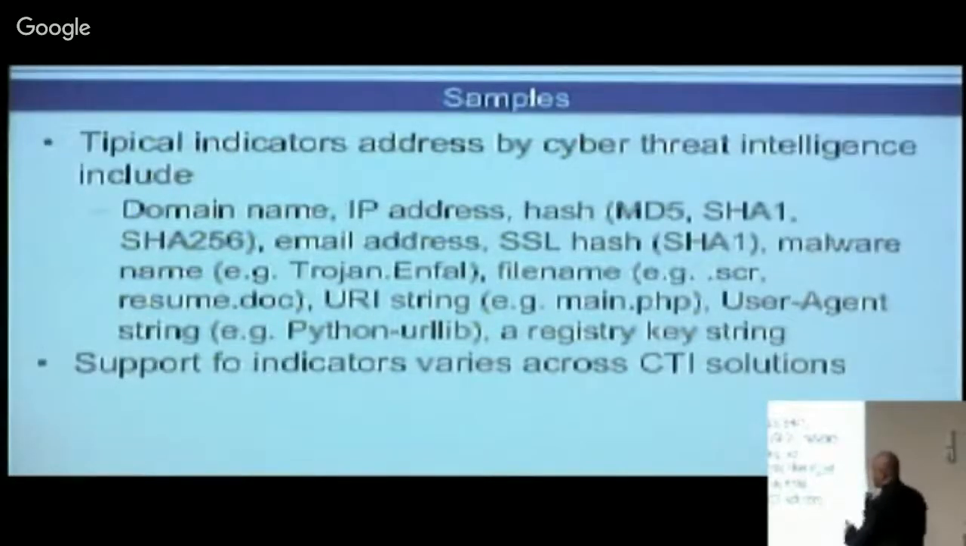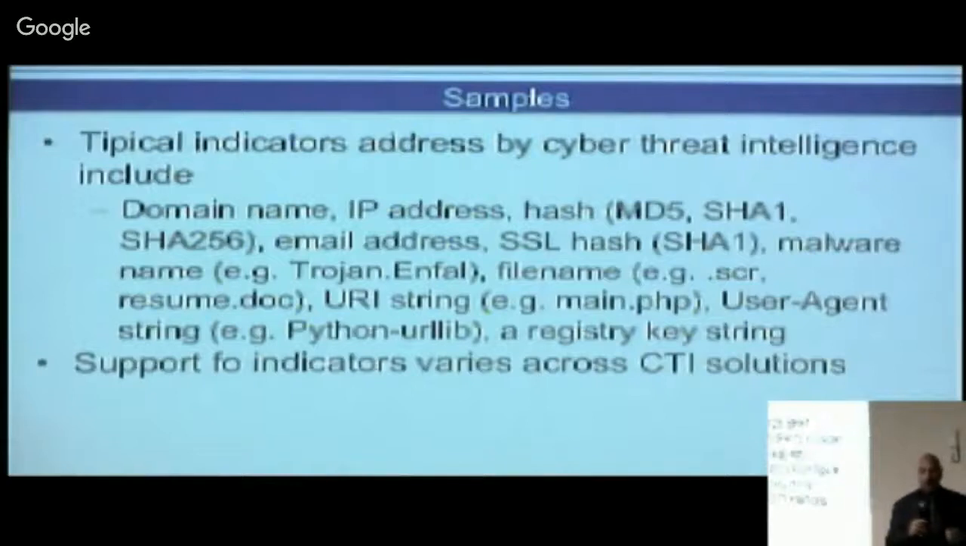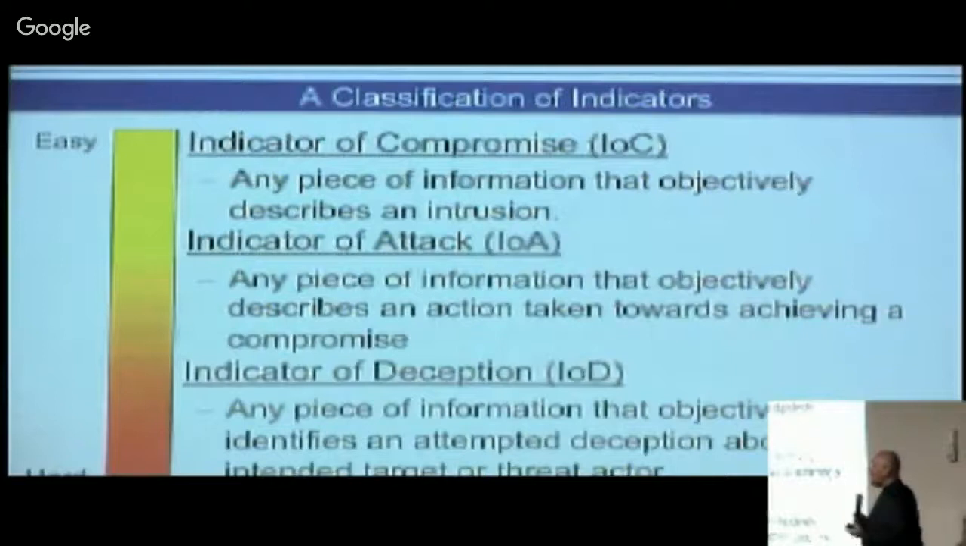Samples indicators, you have them there. So you have domain names, IP addresses, URL, user agent. There are so many. Now, if you're talking to different vendors, they will be able to provide you with different types of indicators. Not every vendor will support all these indicators. Okay, so that's important.